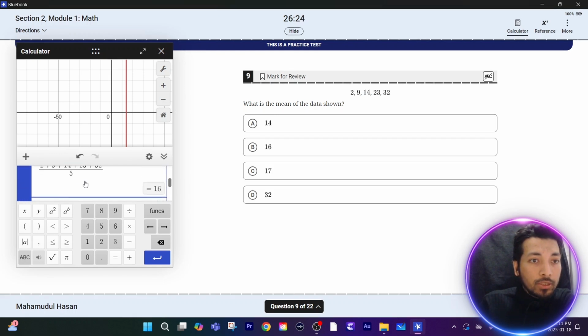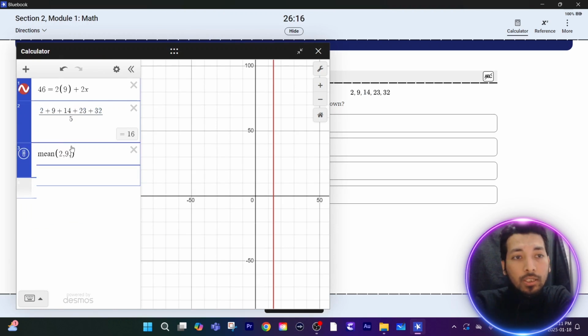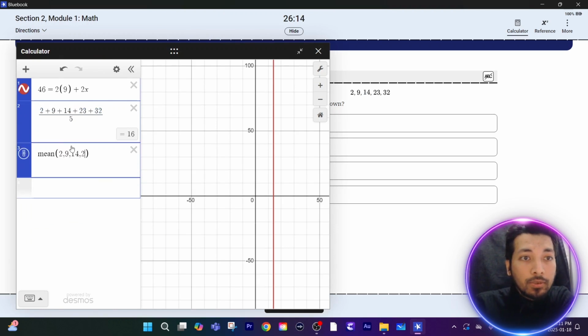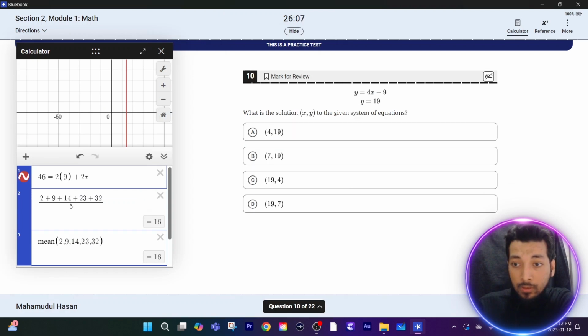Okay, so you cannot actually copy and paste in this. Let's try again. You cannot copy and paste here. So you can actually put the data points here to solve for this problem. You can see that the mean is 16. So our answer is 16.